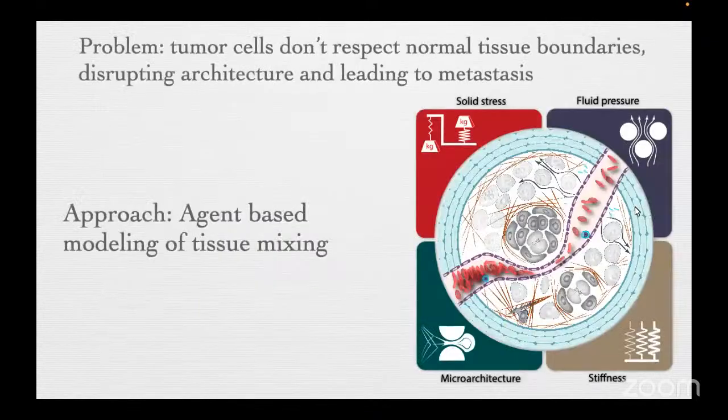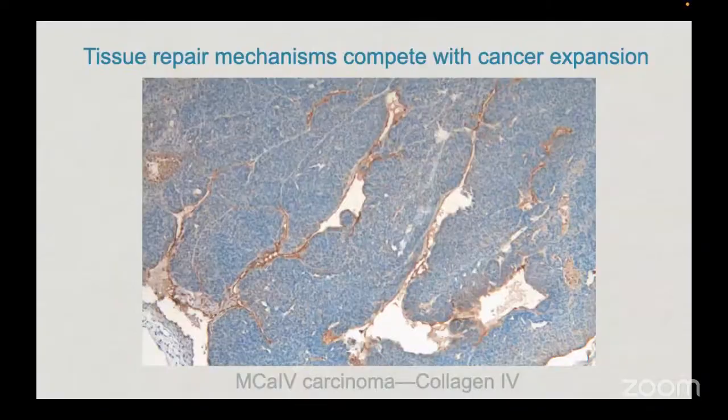So next, let's talk about invasion and metastasis. We've developed a number of agent-based models over the years to look at questions of tissue mixing and cancer cell migration. But the model I'll talk about here is motivated by images like you see here. What you see is cancer cells proliferating and moving and impinging on the surrounding tissue. But the thing that drew my attention was these brown stains. That's collagen 4 basement membrane.